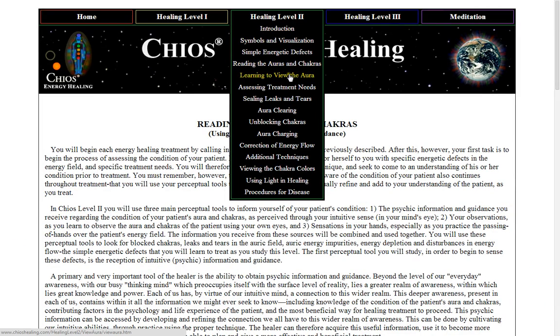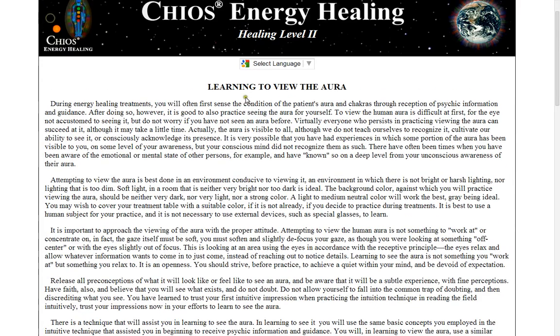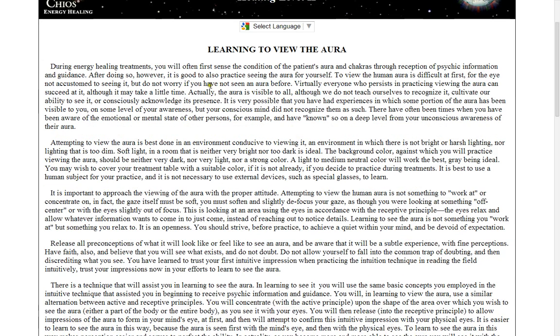Alright, so now let's go ahead and begin learning to view the auras. So, learning to view the aura. During energy healing treatments, you will often first sense the condition of the patient's aura and chakra through reception of psychic information and guidance. After doing so, however, it is good to also practice seeing the aura for yourself.